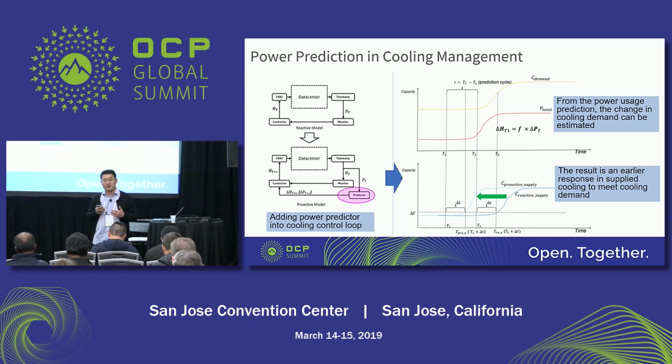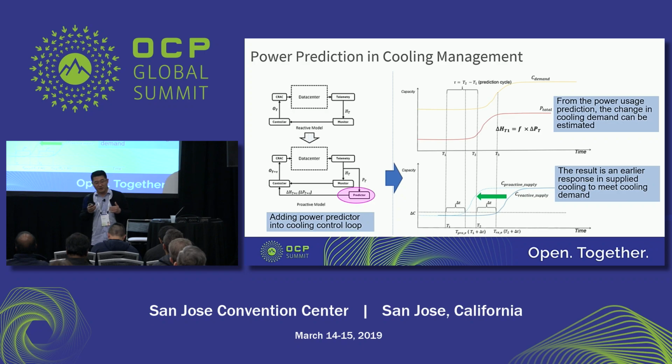And for the proactive mode, by adding the power predictor, the CRAC unit is able to use the observed thermal information at time t and the predicted heat variation at t plus delta t. This is a prediction window, used to drive the cooling capacity within the next prediction window to better match the IT equipment cooling demand.